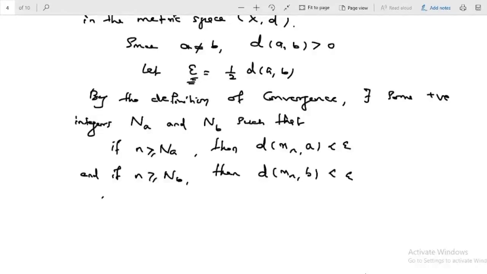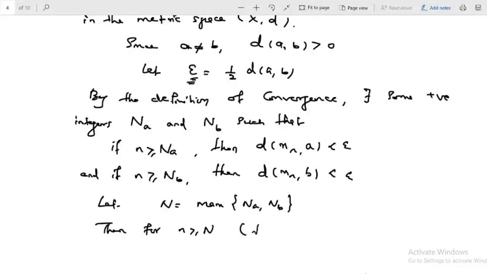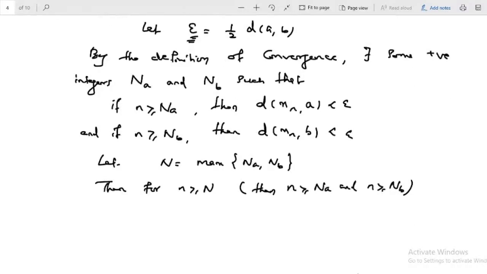If we take maximum of N_a and N_b, let it be N. N is equal to maximum of N_a and N_b. Then for n greater than or equal to N, n greater than or equal to N ആകുമ്പോൾ maximum അല്ലേ. Therefore n greater than or equal to N_a ആണ്, n greater than or equal to N_b ആണ്. Okay. And for n greater than or equal to N, this is n greater than or equal to N_a and n greater than or equal to N_b.